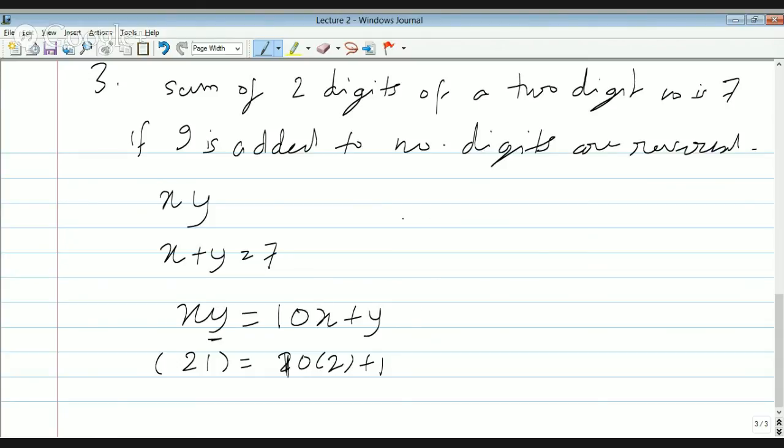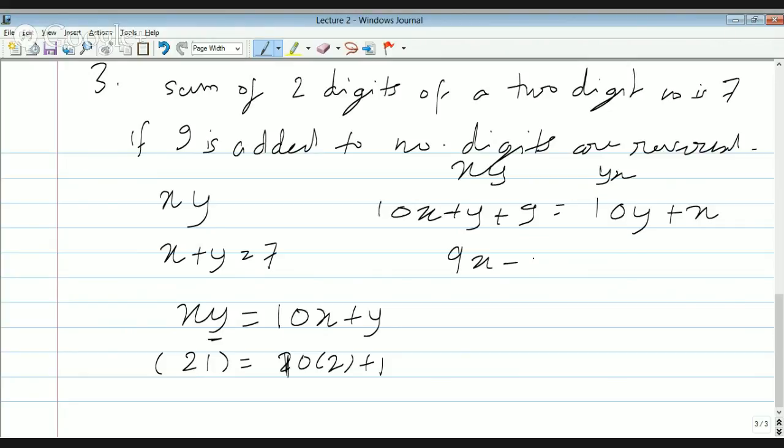Now what it is saying is, if we add 9 to 10x plus y, what we get is that the digits are reversed. That is, 10x plus y plus 9 becomes 10y plus x. I'll again repeat. The number was xy, which is equivalent to 10x plus y. If we add 9 to it, it becomes reversed. That is, it becomes yx, which is also equal to 10y plus x. This is what I was trying to say. Now, if we solve it further, we will get 9x minus 9y plus 9 equal to 0, which is also equal to y minus x equal to 1. This is how we get it.